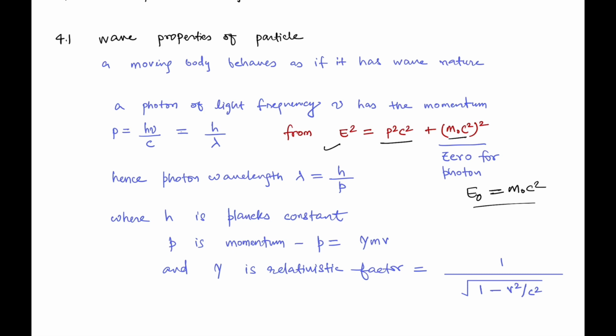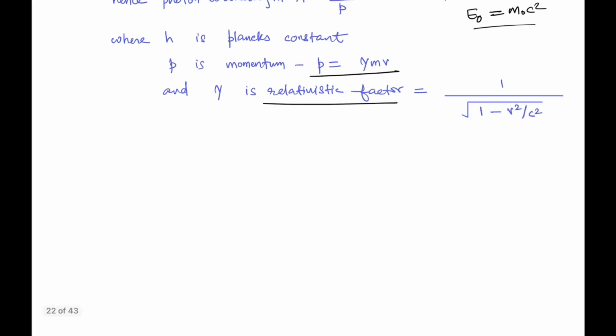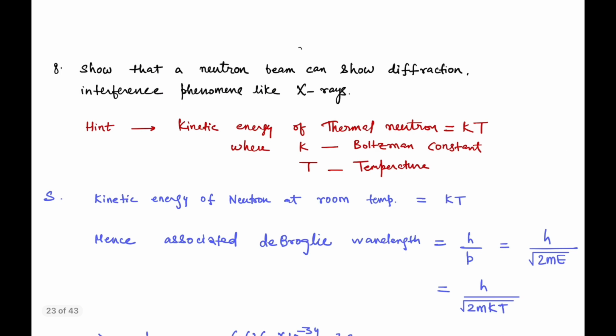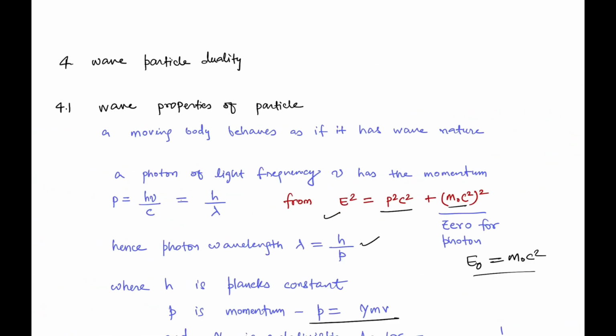Okay, so in this way you will get the photon wavelength to be h by p, where h is Planck's constant and p is momentum, and in relativistic form it is gamma m v, where gamma is the relativistic factor, which is given by 1 divided by the square root of 1 minus v square upon c square. So this was the simple thing.